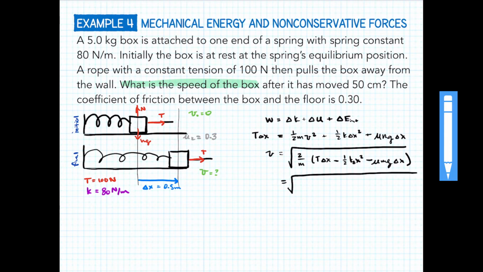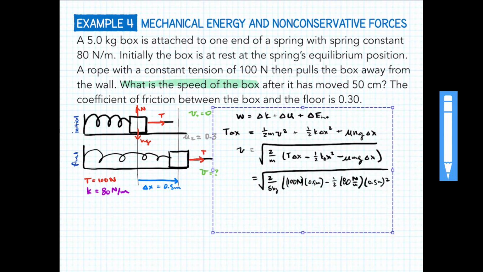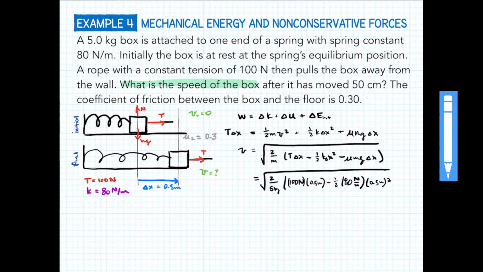So 2 over 5 kilograms, 100 newtons times 0.5 meters, geez, I'm going to run out of space again, minus 1/2 times 80 newtons per meter, not a very good 80, 0.5 meters squared. Cool, I've already run out of space. Let's move this over. It's a great thing about using an iPad. I'm still not going to have enough space, but you get the idea.